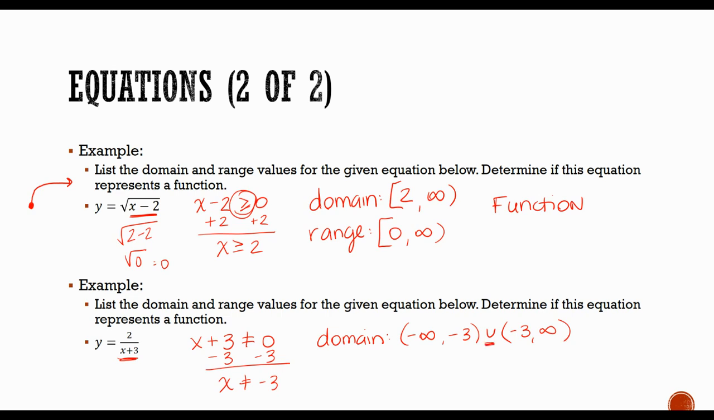So this symbol in the middle is called a union, which means or. So that means our domain could be either this or this. So we stitch them together. It's just skipping that one number in the middle. Now, if we want to know if this is a function, it is. If we graph this one, it would also be a function for us.